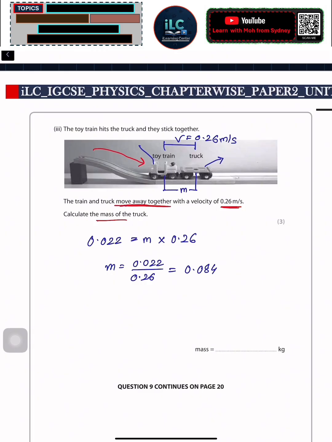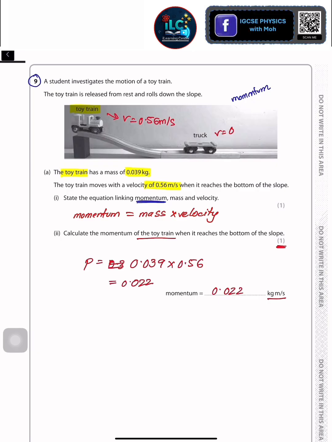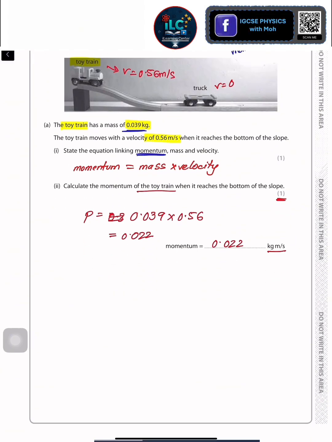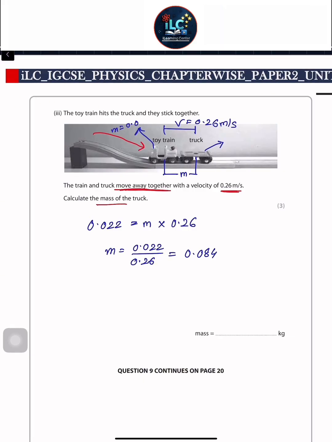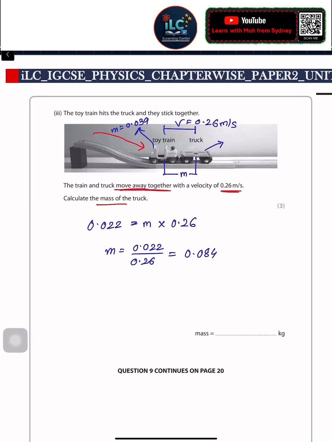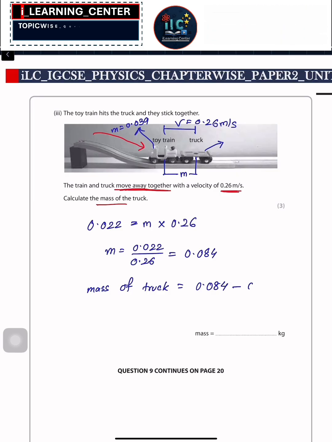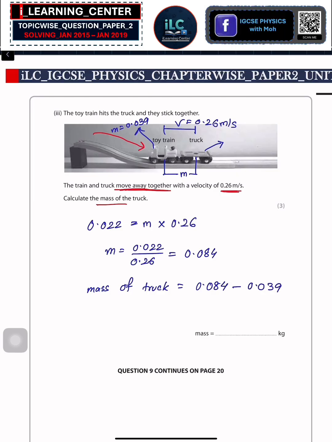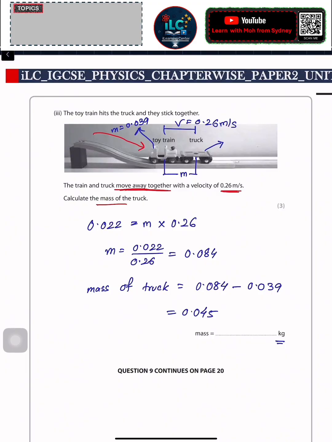But we already know the mass of this one. It was given on this part here, that it has a mass of 0.039. So if I do the calculation, mass of train plus mass of truck should be equal to 0.084, the combined. If I take away the previous one, I will get 0.045. This is the mass of this truck, and it's in kg, so we are good to go.